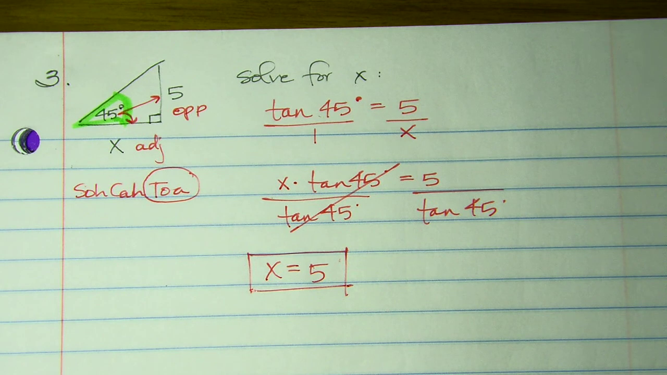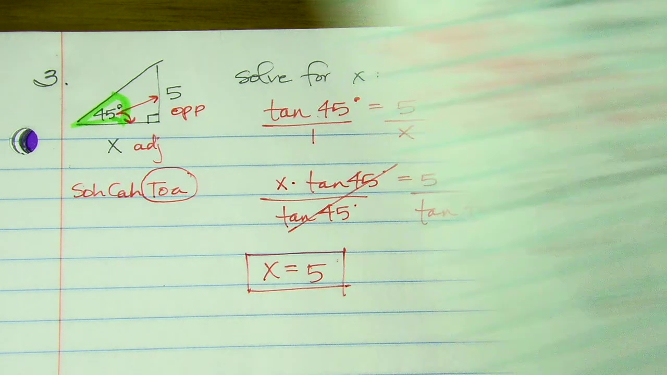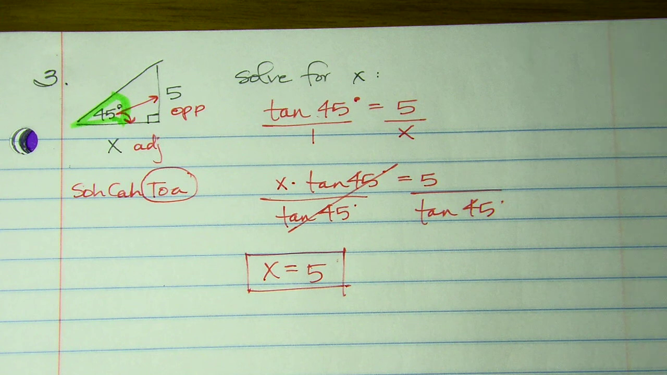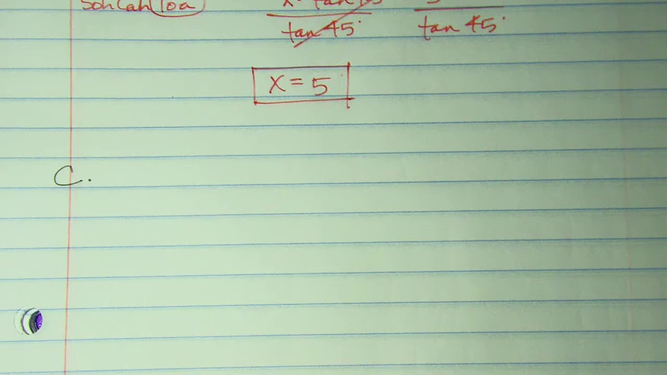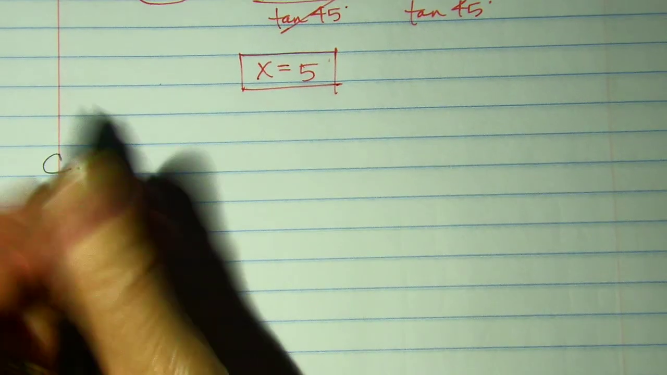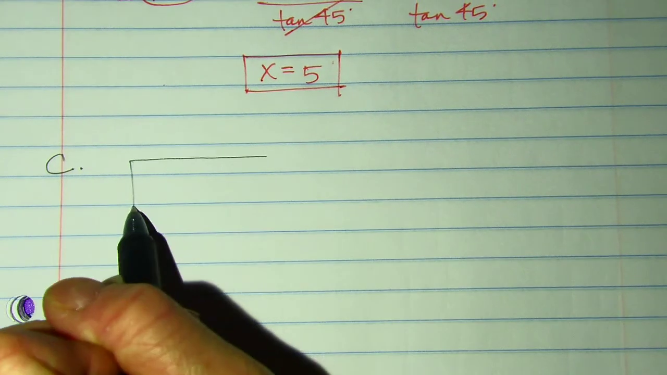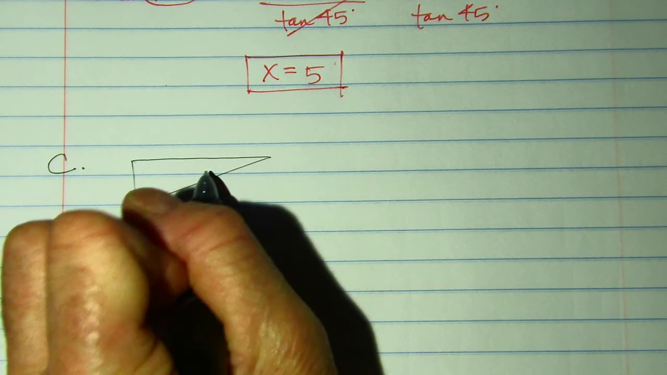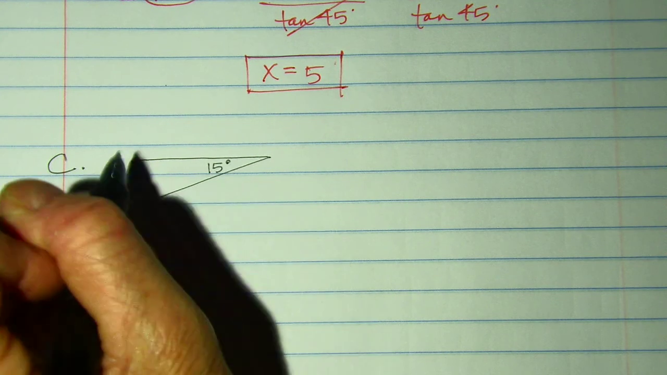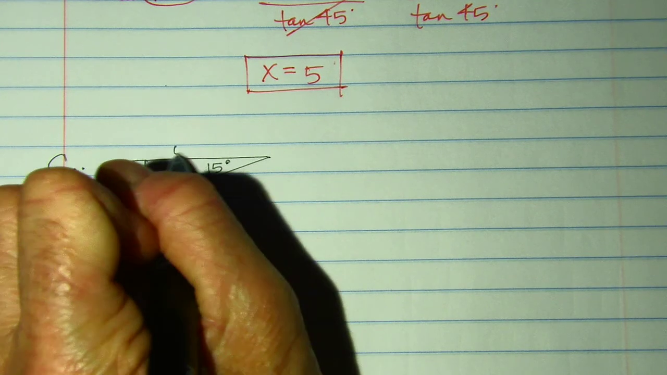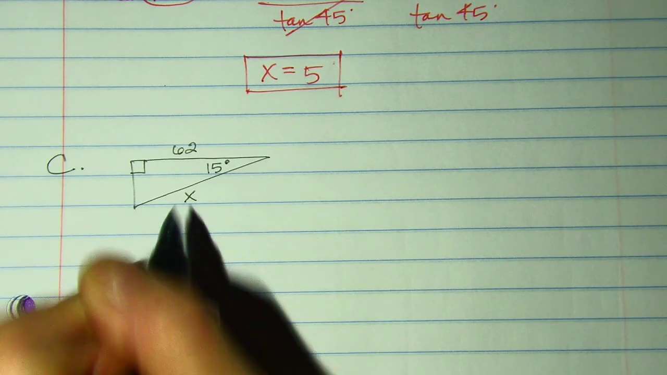Okay, so let's now go back to our lesson practice and finish the ones they gave us. I only have, I believe, 2 examples in the book, part C and part D. So part C, we're back to our lesson practice. Here is the following triangle. They said that this is 15 degrees. This is 62. This is x.